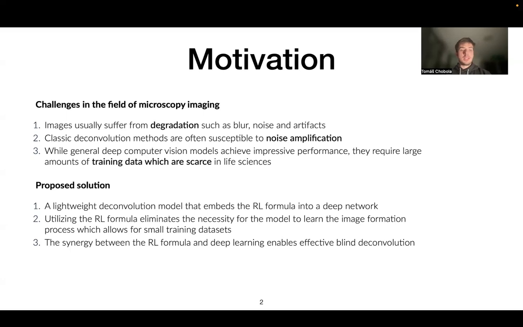And because we utilize the Richardson-Lucy image formation formula in the model itself, the model doesn't need to learn how to form the image, and therefore it has much fewer parameters compared to classic computer vision models and can be learned on small data sets that can consist only of phantom shapes. And the synergy between Richardson-Lucy and a deep learning based model is that we have an efficient and effective blind deconvolution method.